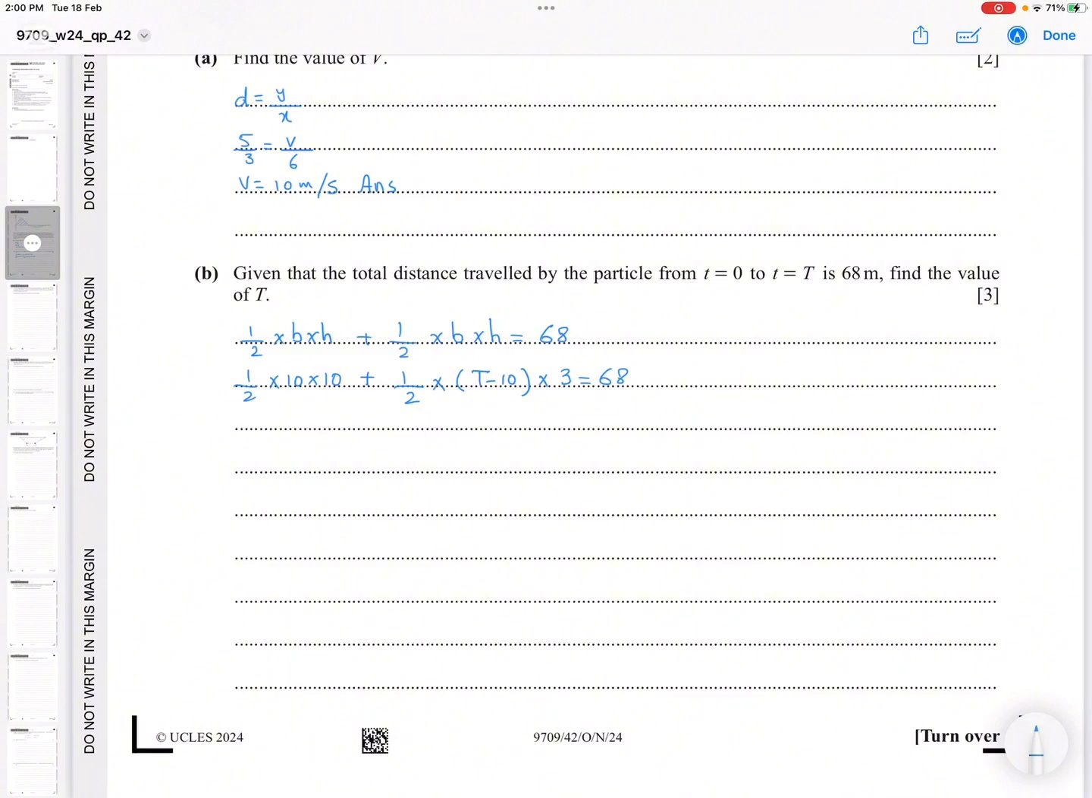So this part is 50 plus, multiplying 3 inside the bracket, (3T minus 30) divided by 2, equals 68, and make T the subject from here. So your T is 22 meters.